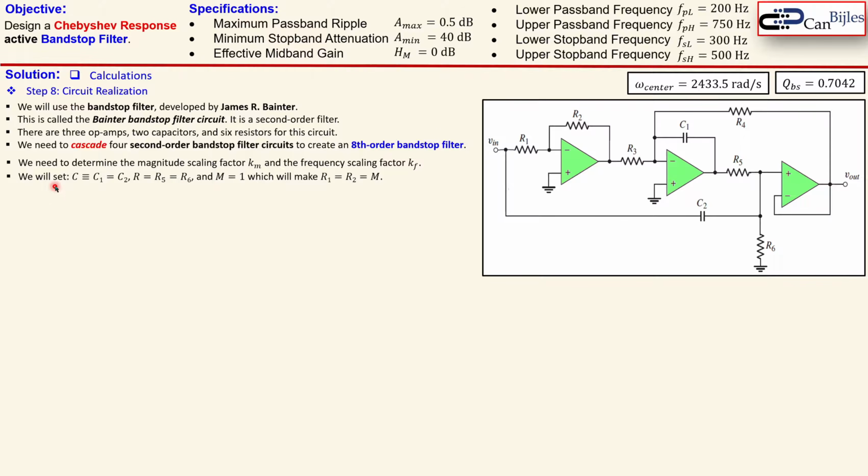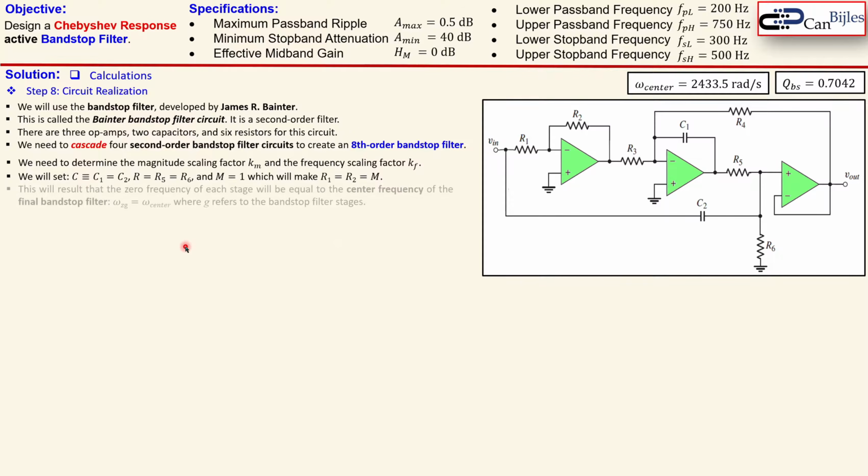Now we normally set the capacitors C1 and C2 equal to each other, so we just define it as C. We also set R5 and R6 equal to each other, so that is just R, and this M is the gain, which must be unity, so normally we just select it as 1. That means R1 and R2 here will also be 1, so this is the inverting amplifier part in the beginning.